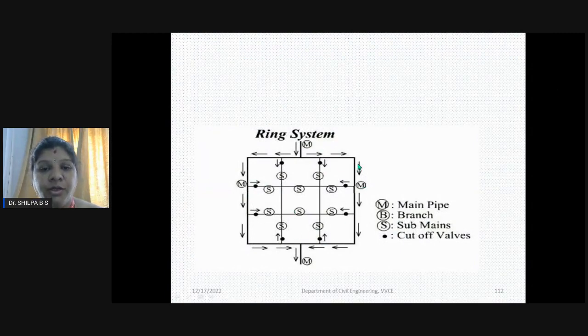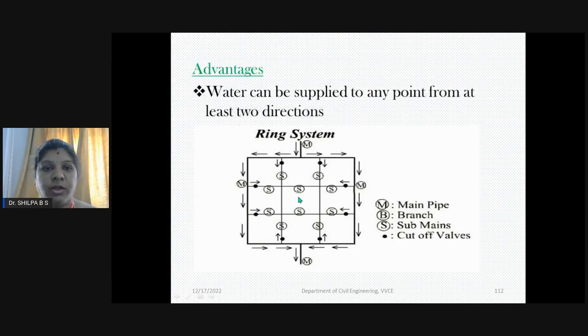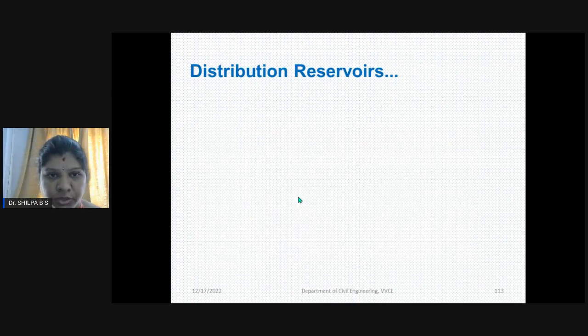So at the periphery, we will have the main lines, and within the zone or the area, we will have the sub mains. Advantage: water can be supplied to any point from at least two directions.